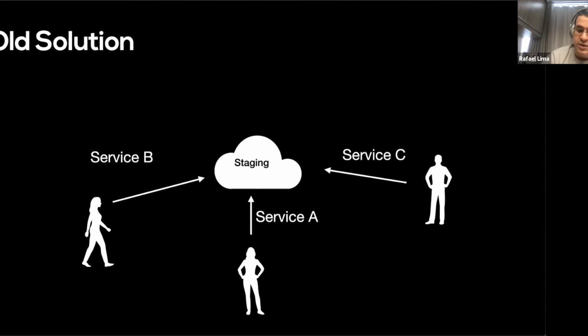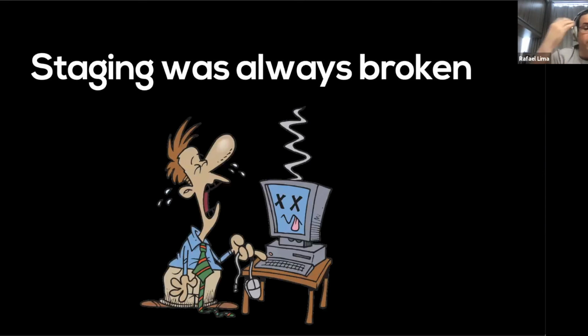So it creates inconsistency. But of course, another person could come who also wants to change something on service A, especially now that everybody is remote, and change something in service A, and the first person from service A wouldn't know that. So what happened was staging was always broken.